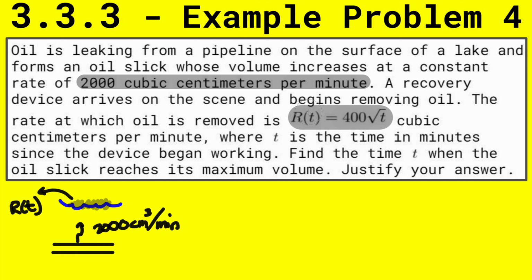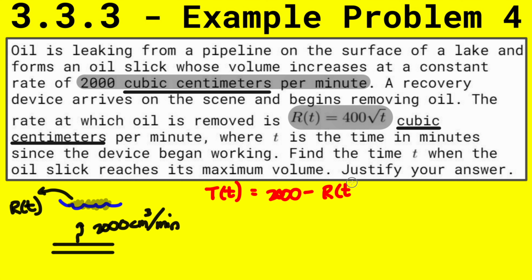Since the device began working, find the time t when the oil slick reaches its maximum volume. Okay, one thing to note on this is that the units here are cubic centimeters and then another cubic centimeters per minute. So it's already volume, it's a volume rate. So essentially what you have here is a rate in and rate out problem. So the total rate of the volume, that's what this T is going to represent, is going to be 2,000 minus whatever R of t is.